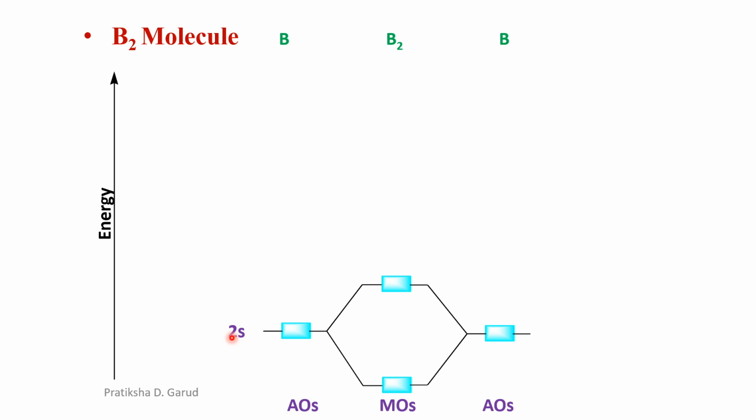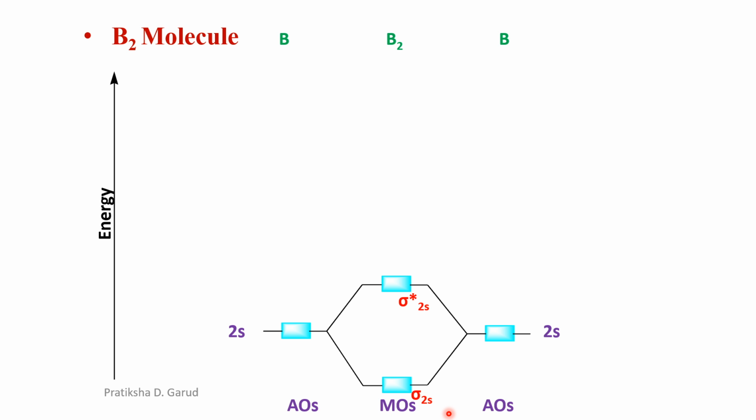2s atomic orbital at one side and 2s atomic orbital at another side. As there are two atomic orbitals, we should have two molecular orbitals. One is bonding, another is the anti-bonding. So the bonding is having the symbol sigma 2s, anti-bonding is having the symbol sigma asterisk 2s.